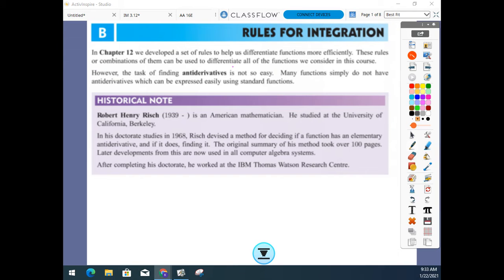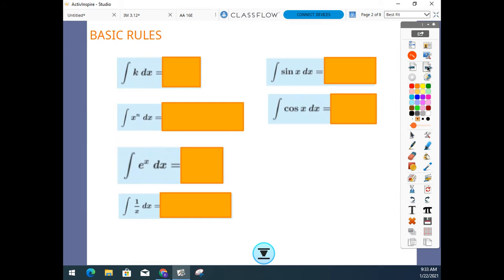Letter B gets into the specific rules for integration. It talks a little bit about Robert Henry Risch. He's an American mathematician. He studied at UC Berkeley. I don't get too excited about all those. All right, so basic rules.